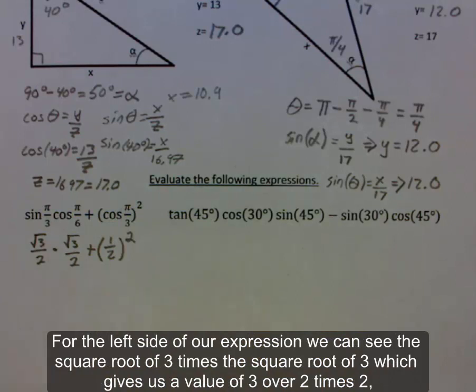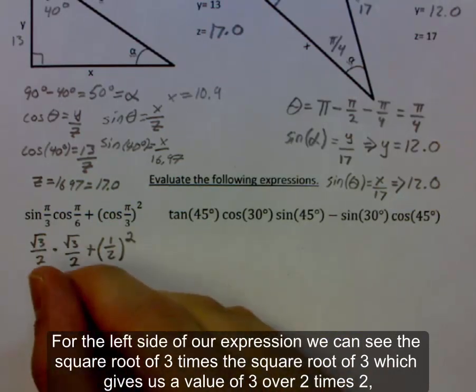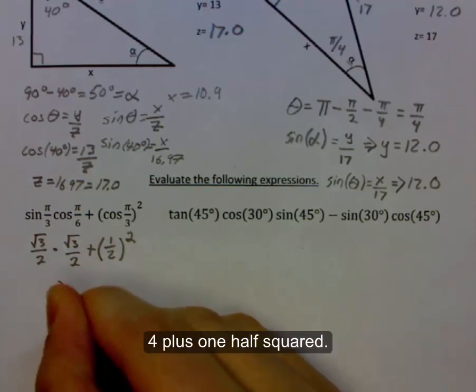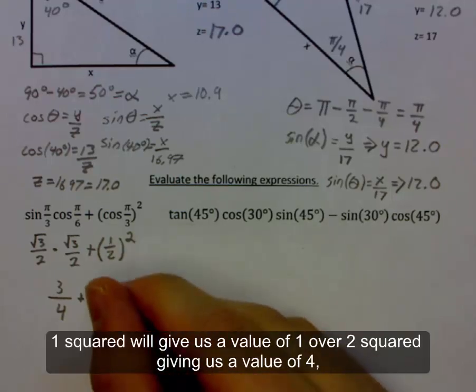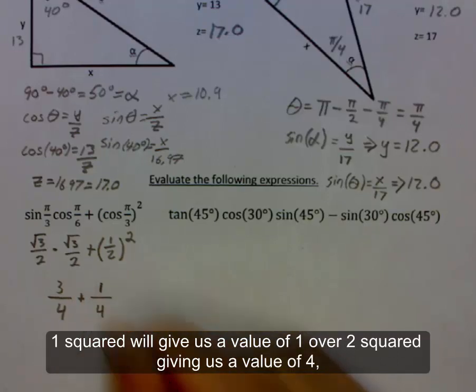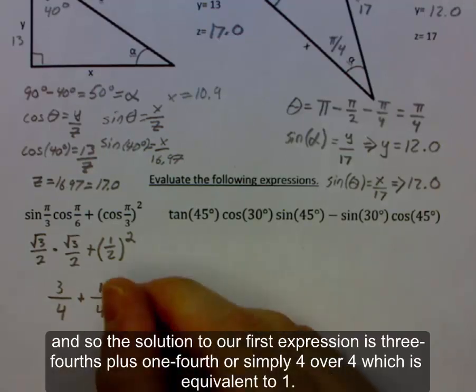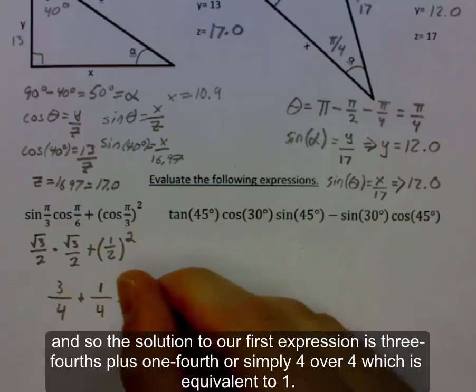For the left side of our expression, we can say the square root of 3 times the square root of 3 will just give us a value of 3 over 2 times 2, 4, plus 1/2 squared. 1 squared will give us a value of 1 over 2 squared, giving us a value of 4. And so the solution to our first expression is 3/4 plus 1/4, or simply 4 over 4, which is equivalent to 1.